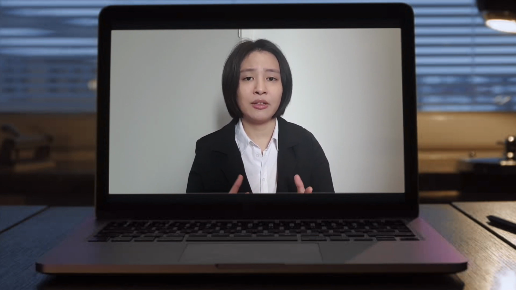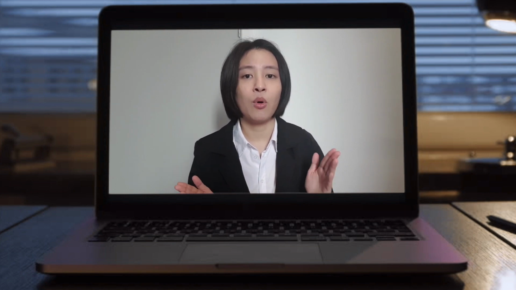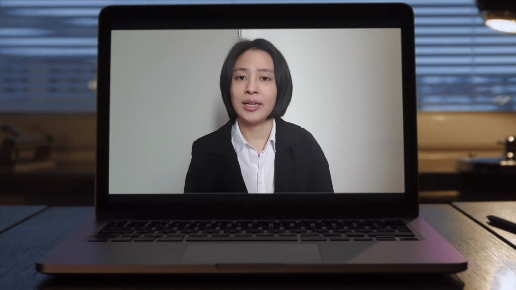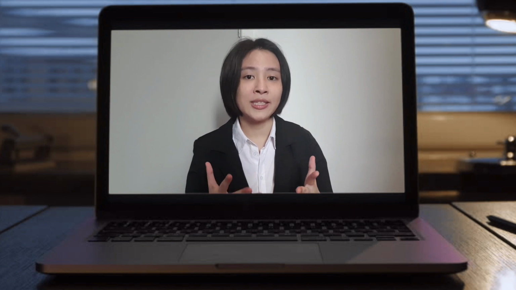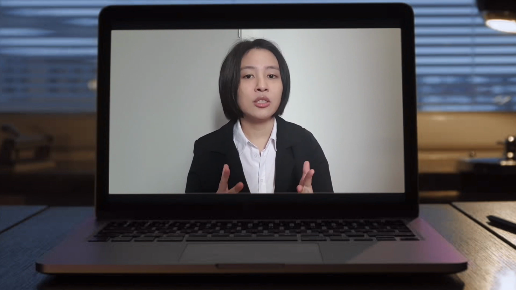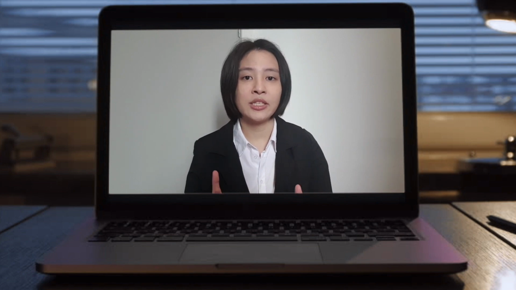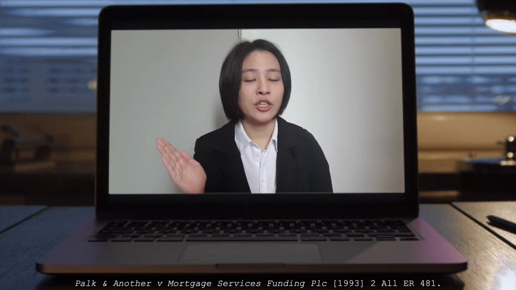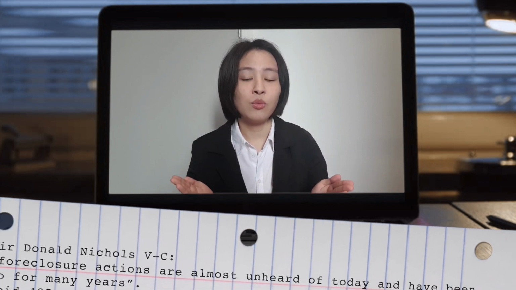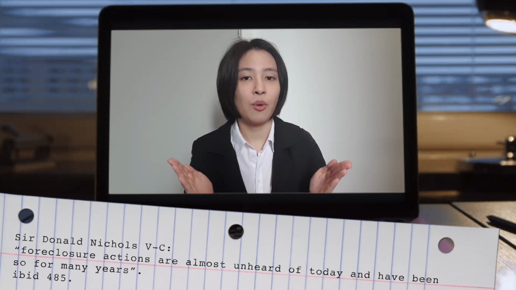It can be said that the right of foreclosure does not strike an appropriate balance in protecting the interests of both the mortgagee and the mortgagor, because the mortgagor ends up losing everything. In other words, the mortgagor is in a disadvantaged position compared to the mortgagee. For that reason, Sir Donald Nicholls VC in the case of Palk and Another v Mortgage Services Funding stated that foreclosure actions are almost unheard of today and have been so for many years.